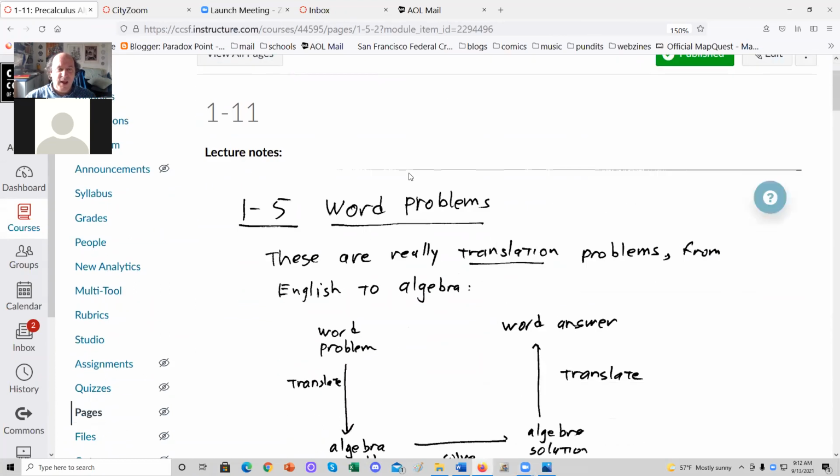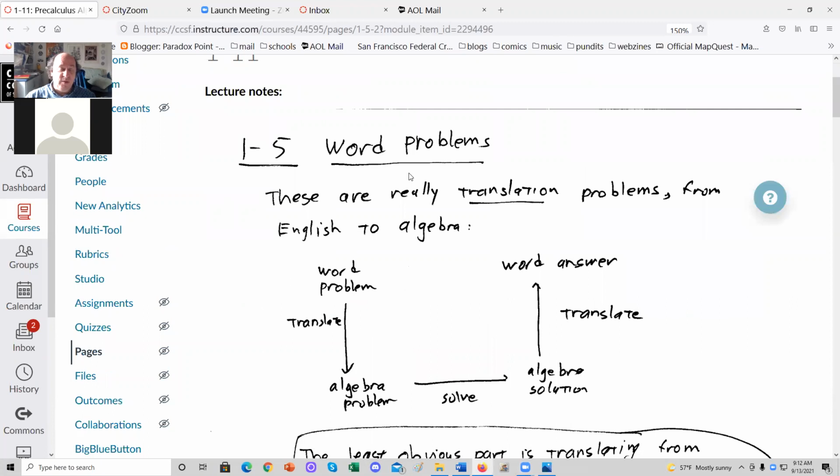All right, for today we'll be covering 1.5, 1.6, and 1.7. 1.5 is about word problems, 1.6 quadratics, and 1.7 other types of equations.